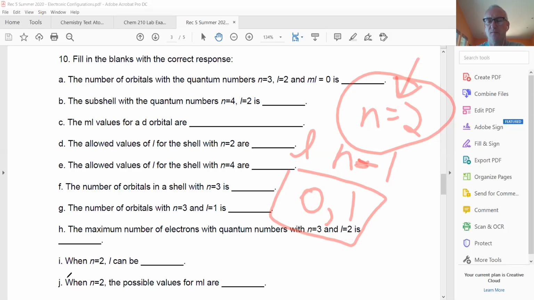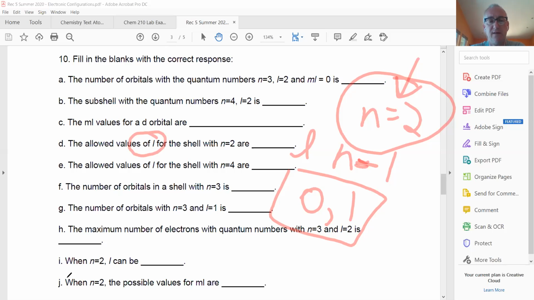So I don't need to say -1, 0, and 1. No, because it's asking you for the values of L. L is the subshell. Remember, it goes shell, subshell, orbital, electron. If they ask me what's the value of ML for this question?